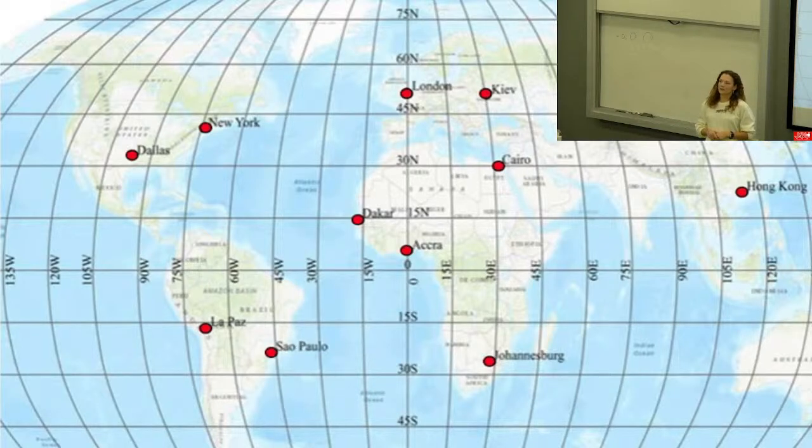So why don't we start with New York. So we see where New York is, and the first thing you've got to find is latitude. Remember, latitude's always first. So our latitude, New York, looks like it's in between 30 and 45. So I would guess maybe like 40, maybe 41 degrees north is our latitude.